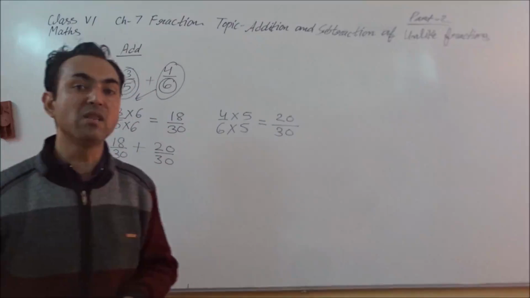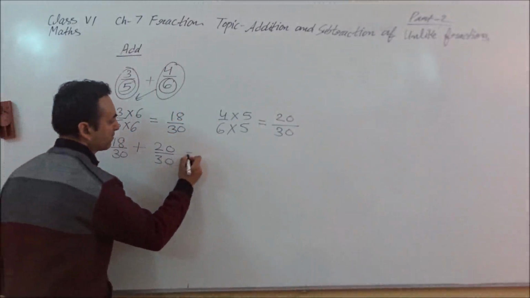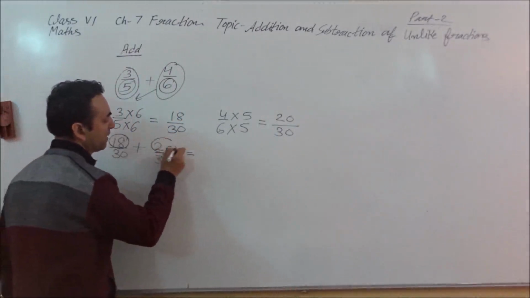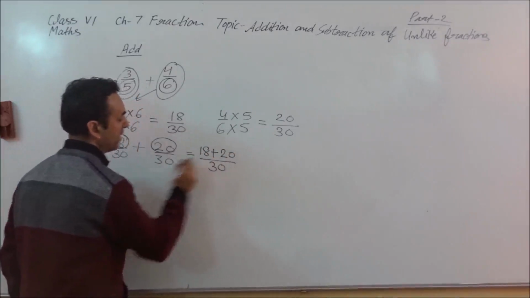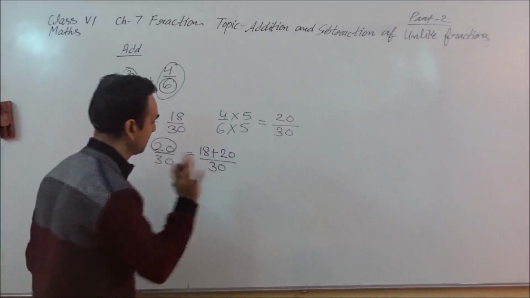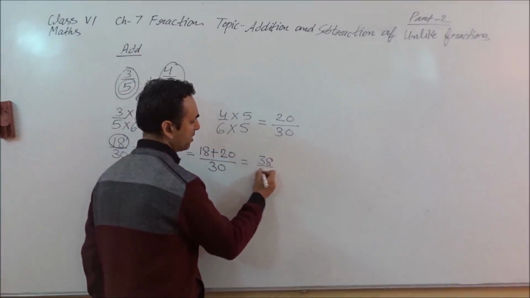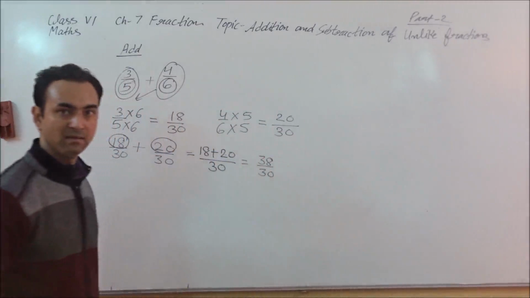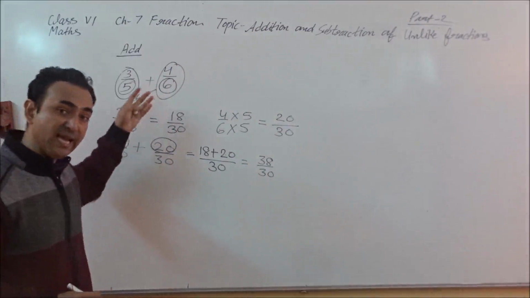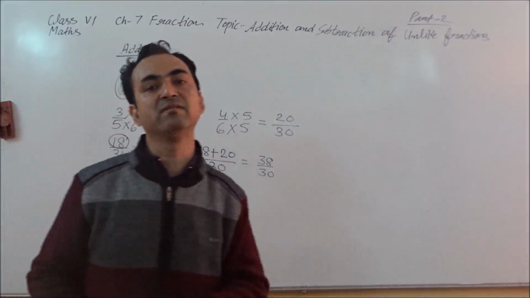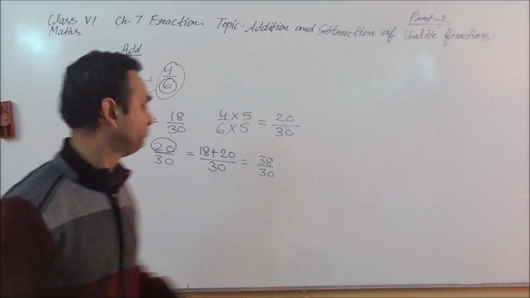Now we can use the concept we have just understood of how to add like fractions. Same method, we will add the numerators, 18 plus 20, upon the same denominator. The denominator we will not do anything, 30. 18 plus 20, you will get 38 upon 30. Right? So the main concept in this topic is that we have to change unlike fractions to like fractions. Directly we cannot add any unlike fractions, right?